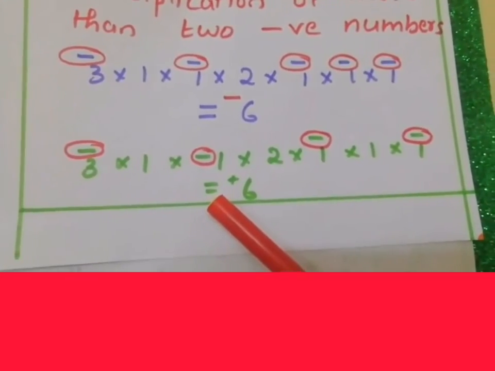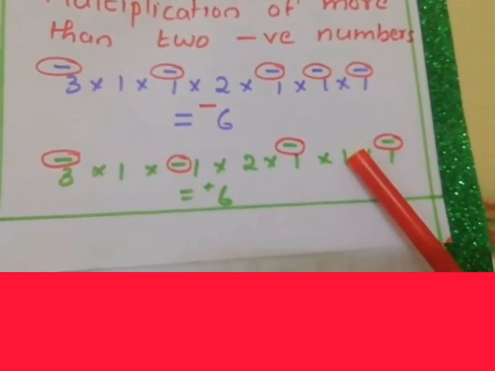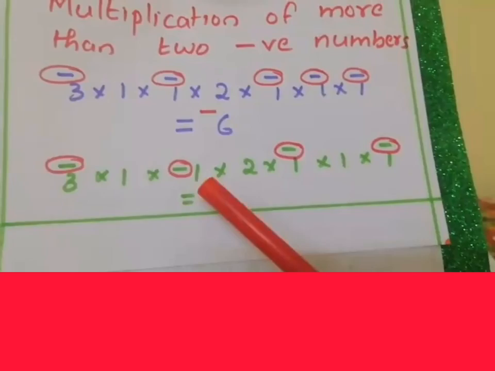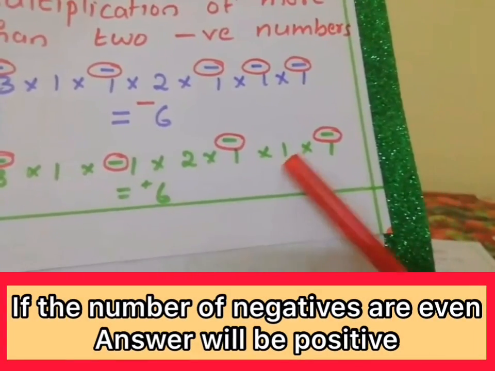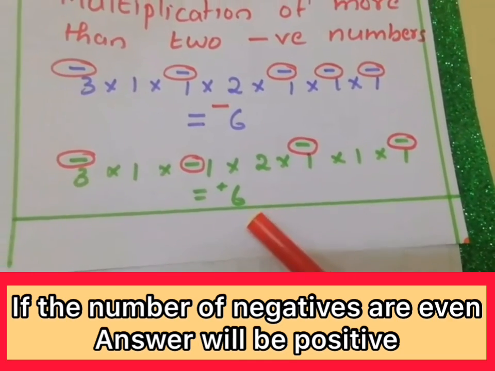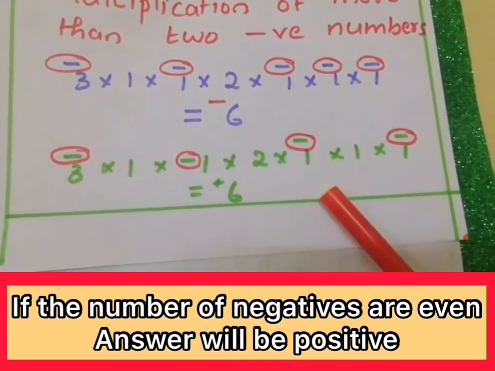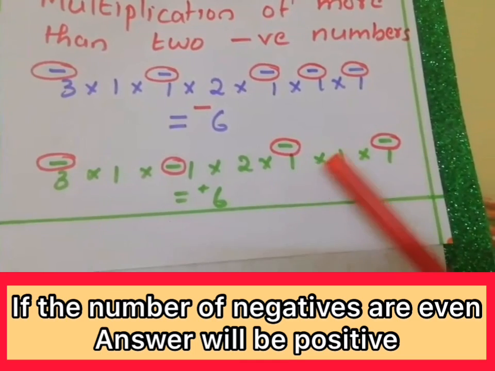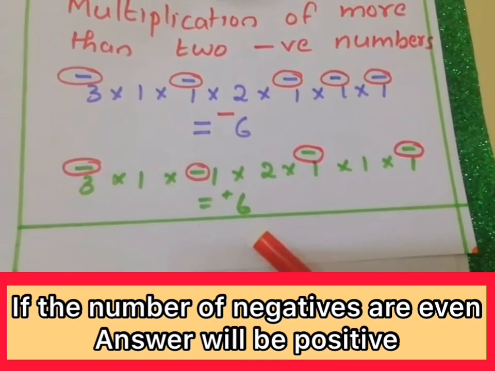See the next question. Next question, same numbers, but the minus signs I circled here. Here only 4 minus signs are there. 4 means it is an even number. So in this case also, multiply everything together. If the number of minus signs is even, then the answer is positive.